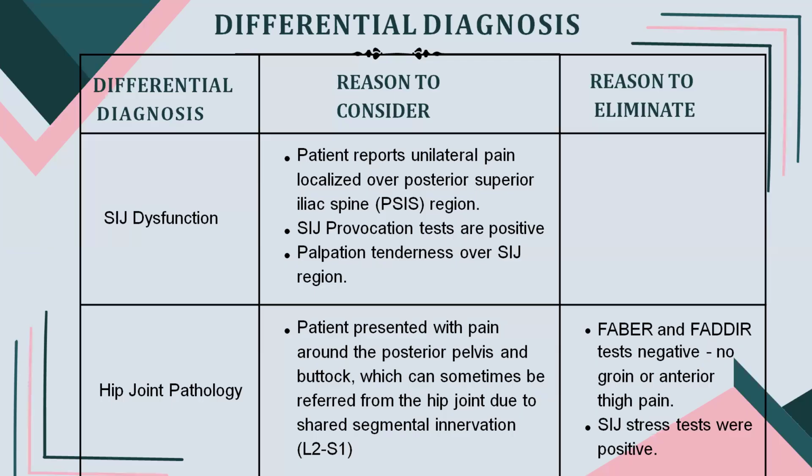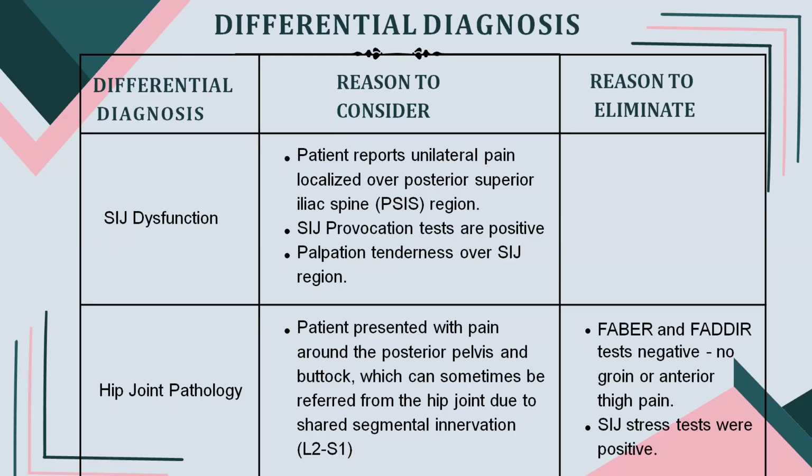In SIJ dysfunction diagnosis, the reason to consider this was the patient reports unilateral pain localized over posterior superior iliac spine region. SI provocation tests were positive, with palpation tenderness over SI joint region. There was no reason to eliminate this diagnosis.